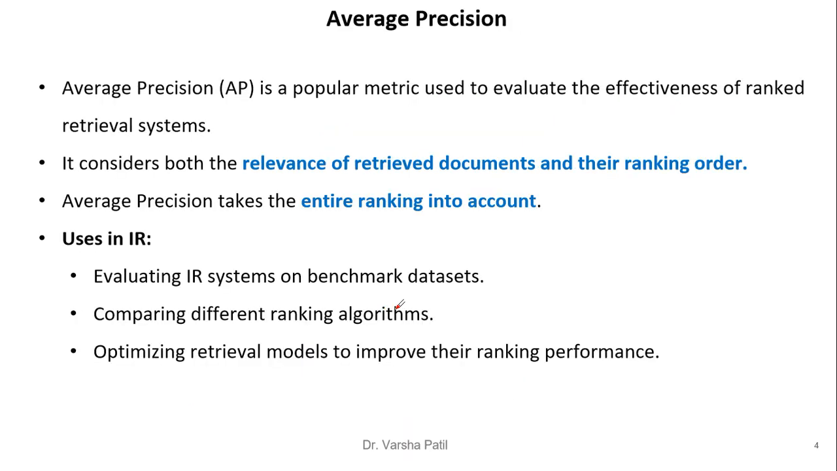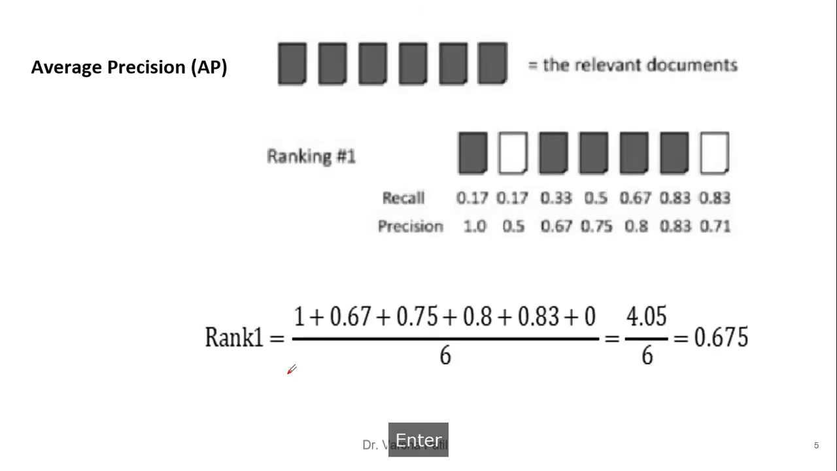Now, the different metrics which are used for ranked retrieval. First is average precision. Average precision is a popular metric used to evaluate the effectiveness of a ranked retrieval system. It considers both relevance as well as ranking order. Average precision takes the entire ranking into account. It is used in IR for evaluating an IR system on a benchmark dataset, comparing different ranking algorithms, and optimizing the retrieval model to improve its ranking performance.